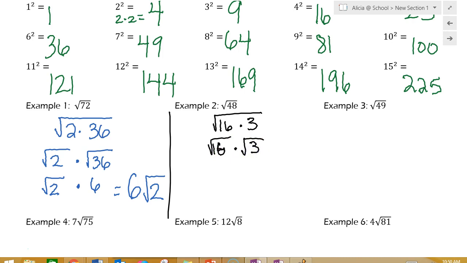Right, the square root of 16 is 4. Right, 4 times 4 gave us 16. That was that perfect square. And don't forget about my square root of 3.